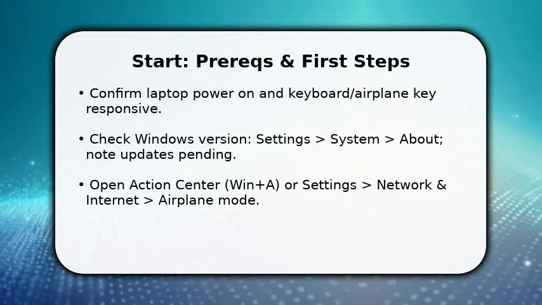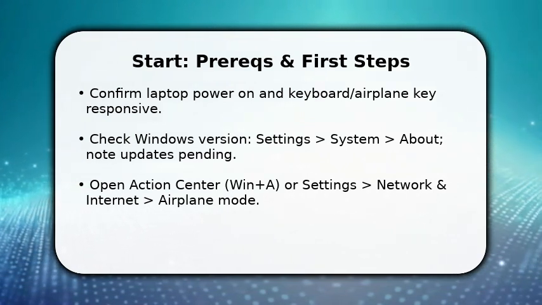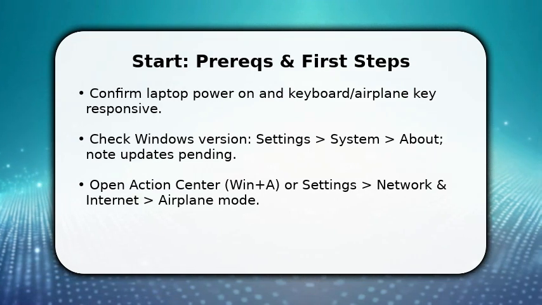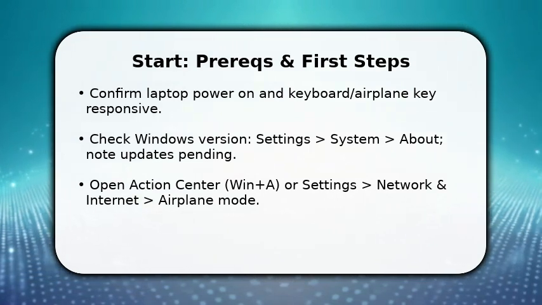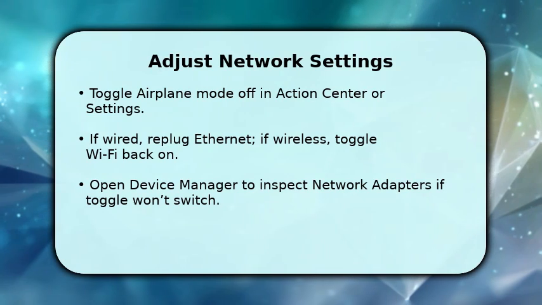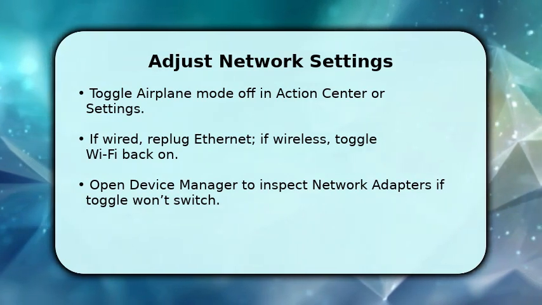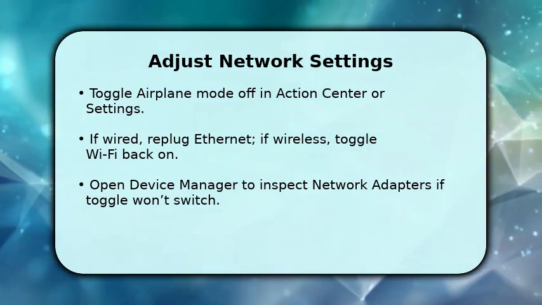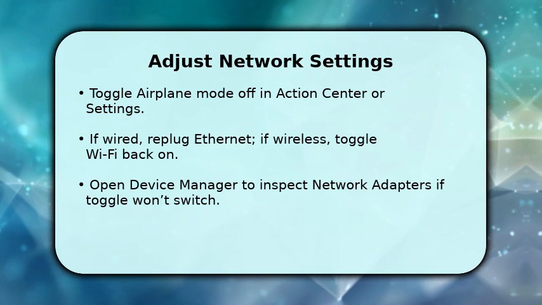Make sure any pending updates aren't forcing a restart. They can lock networking. Now locate the airplane mode toggle so you're ready to change it. Next, turn airplane mode off. Click the toggle in Action Center or in Settings and watch for the Wi-Fi and Bluetooth icons to reappear.